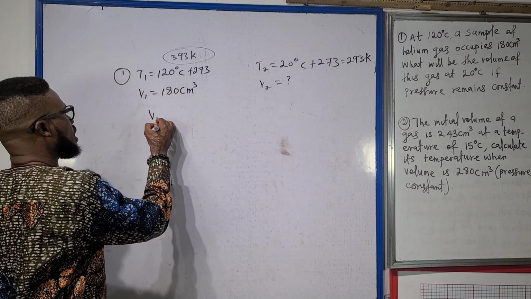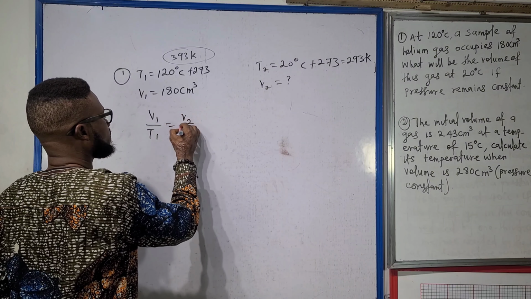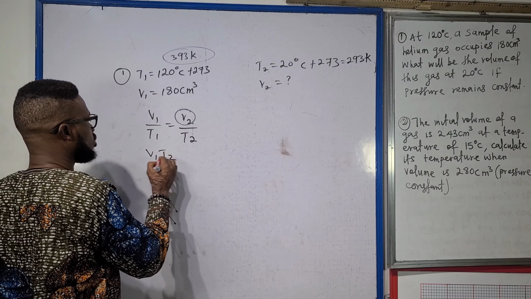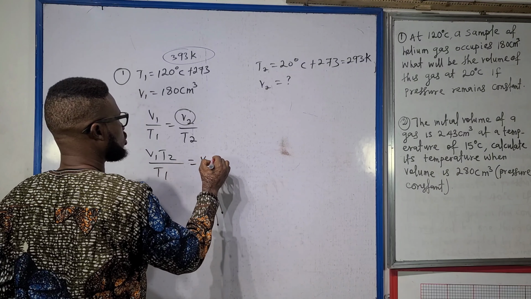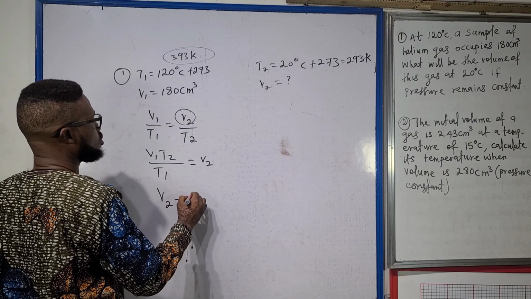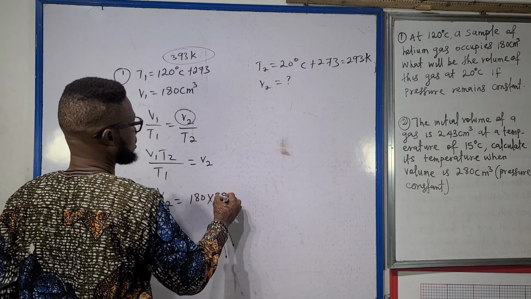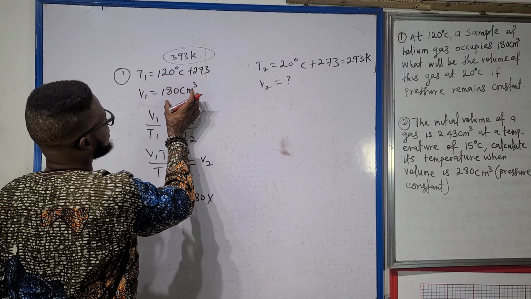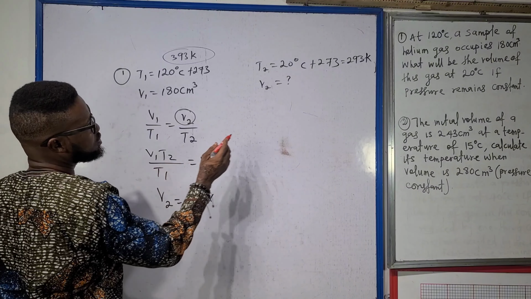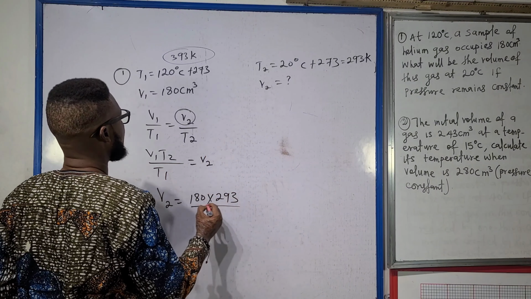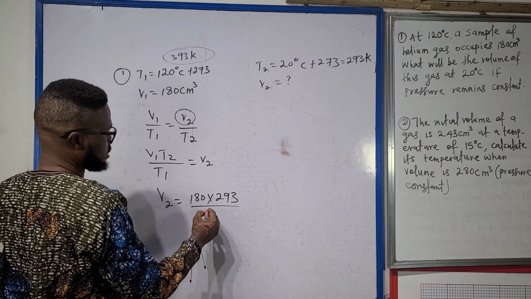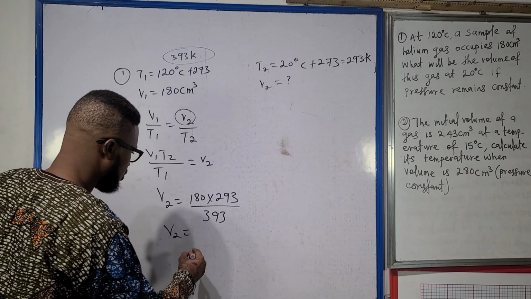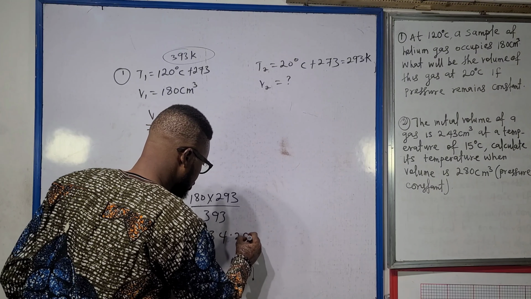So we know that V1 over T1 equals V2 over T2. Since we are looking for V2, this moves here: V1 T2 over T1 equals V2. So that V2 equals 180, that's the V1, times T2, 293, divided by T1, which is 393. We're going to compute this, and that's going to give us 134.2 cm cube.